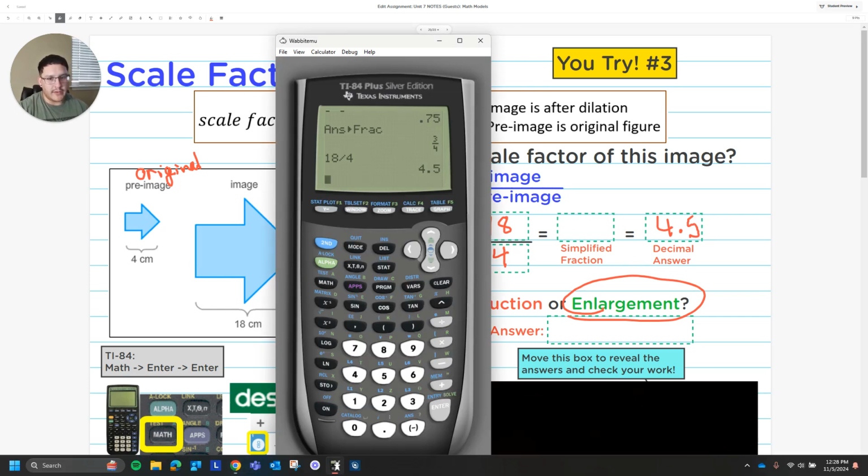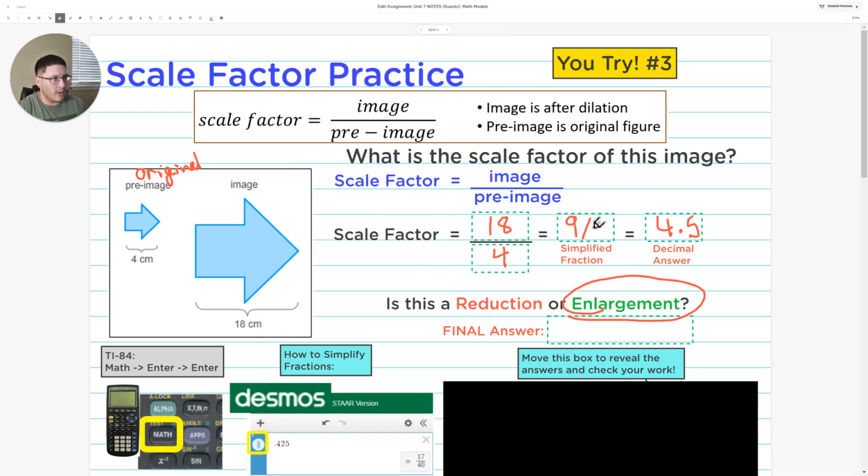Let's say I want the fraction form, so I could press math, enter on the TI-84, and it is 9/2. And so my scale factor is bigger than 1, therefore it is an enlargement. That's it for you try number 3.